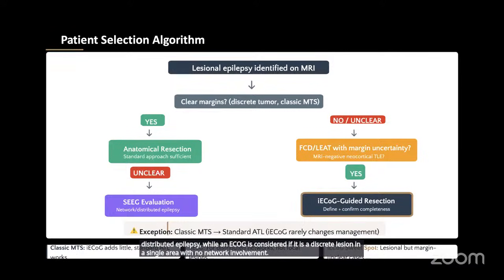In classic mesial temporal sclerosis, an ECOG does not really add much benefit. But if it is a more complex or extended mesial temporal sclerosis with neocortical extension, then an ECOG may help for completeness of resection. Of course, as I mentioned earlier, if the epileptogenic zone is expected to be a distributed network, then an SEEG works much better than an ECOG.